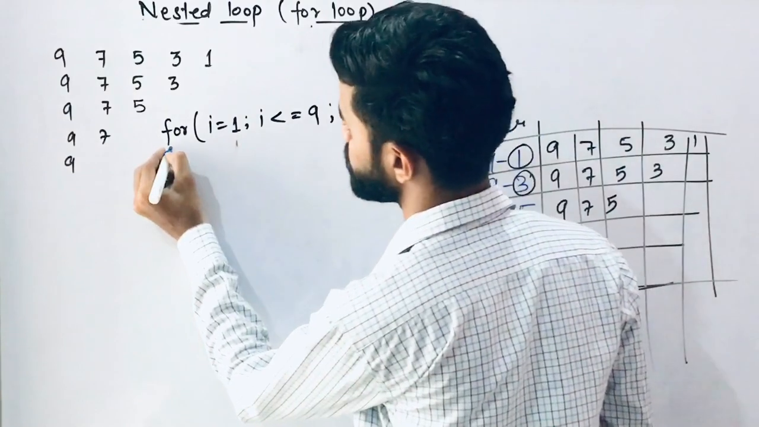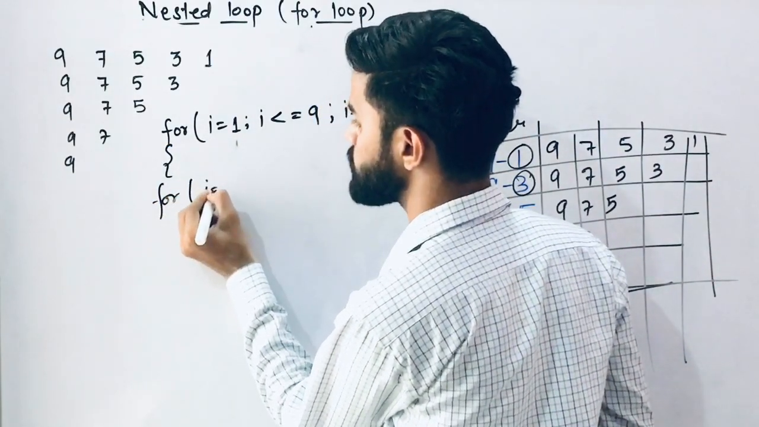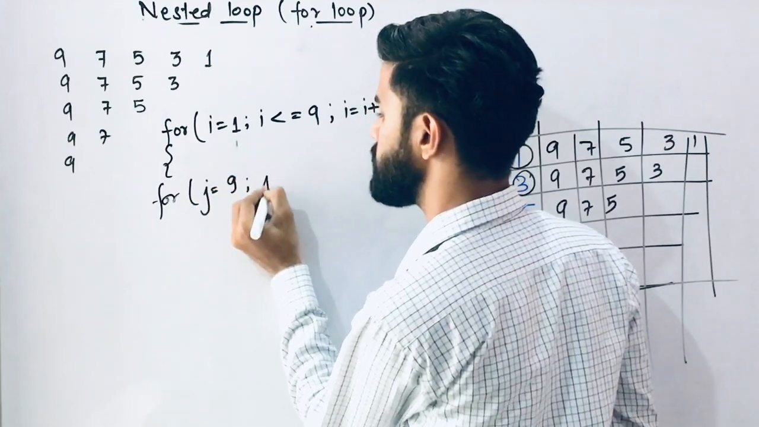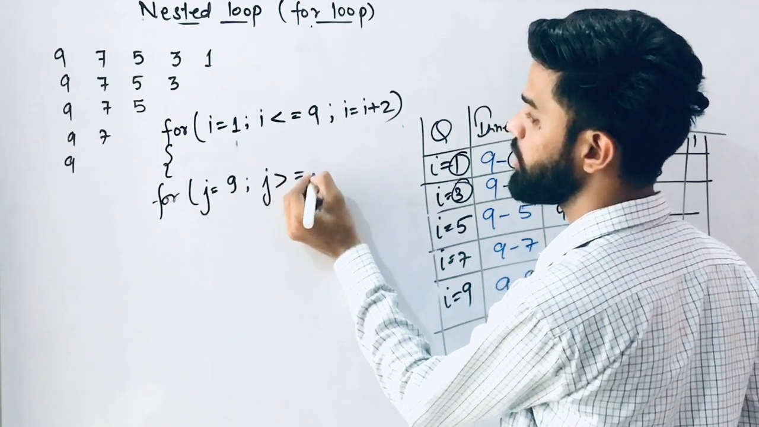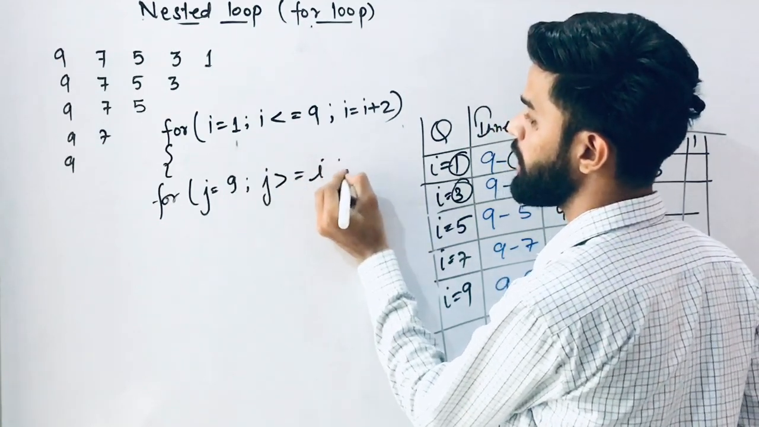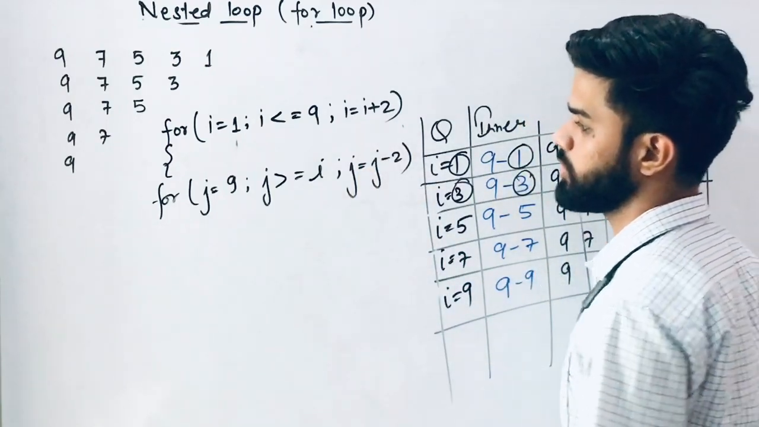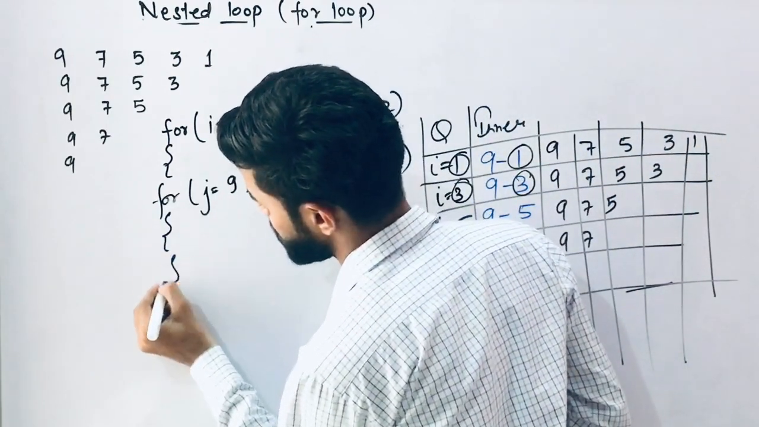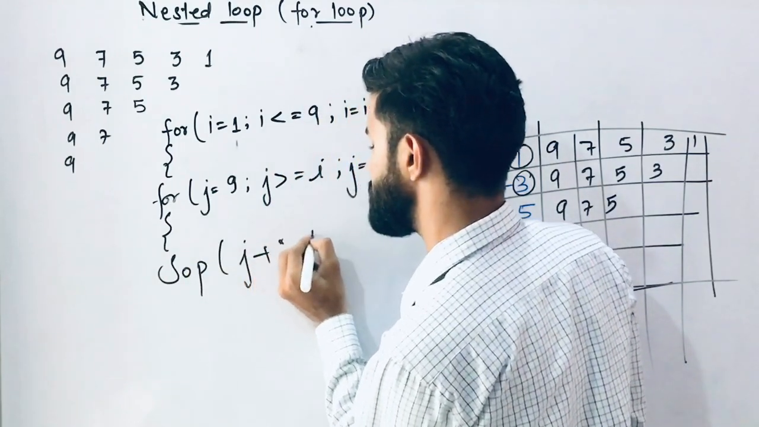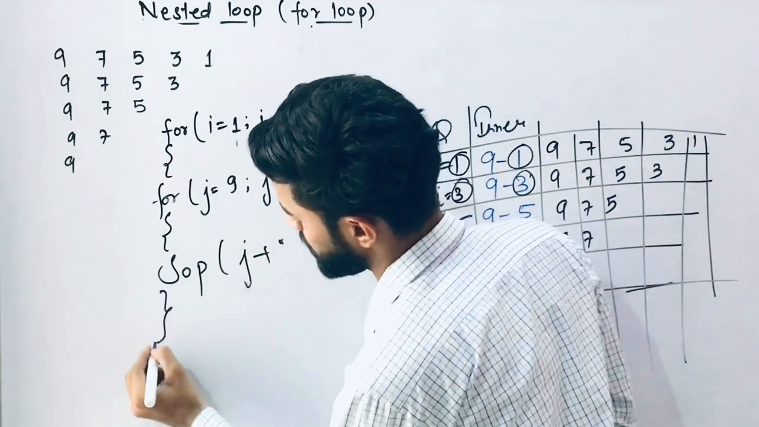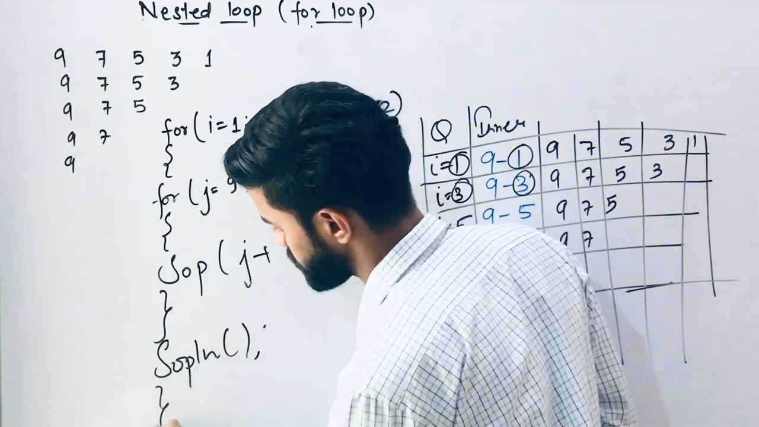Now what we see? For j equals to 9, j is greater than or equal to I, and j equals to j minus 2. Now after this, in SOP, it prints j with a space, and then SOPln is there.